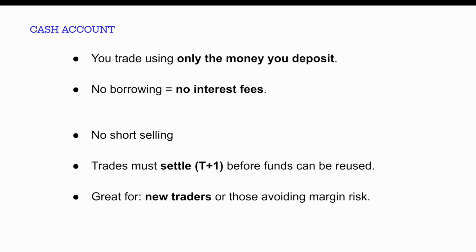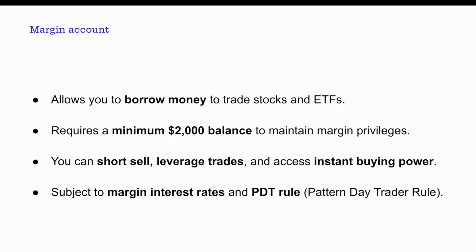T plus 1 basically means that the day I trade plus one is when I'll get the funds back. So if it's a Monday and I trade with $1,000 worth of cash, on Tuesday I'll get all $1,000 back. I just can't go above my daily maximum per day. A cash account is great for new traders and those who have a lot of capital.